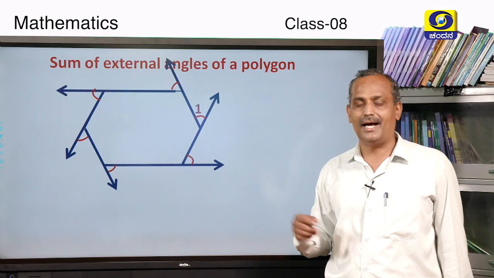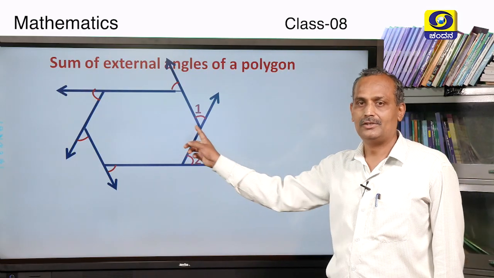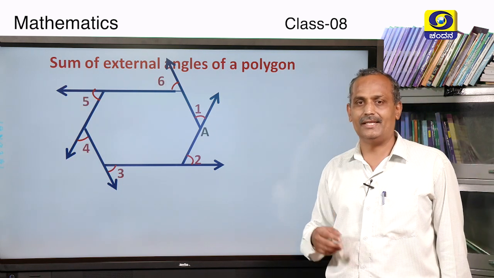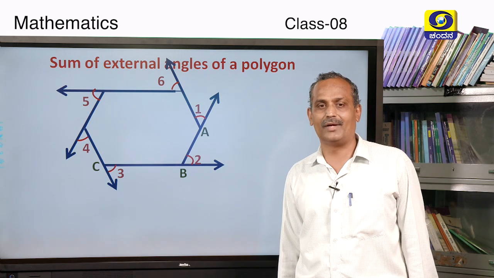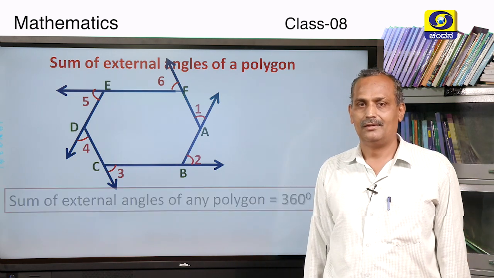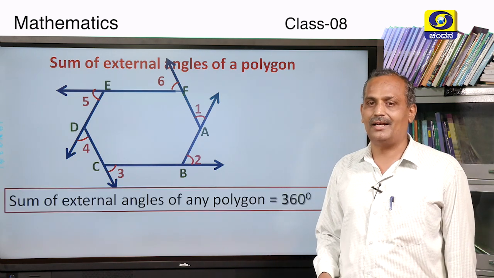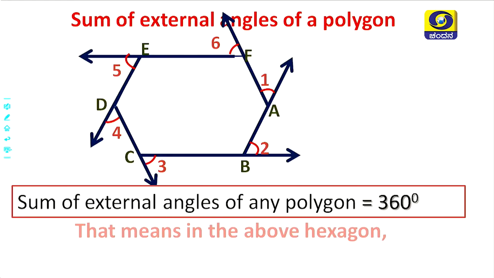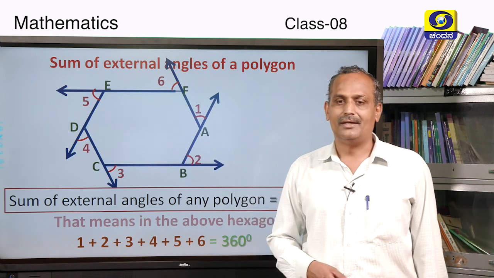Now, let us identify the angles here. Angle 1, let us measure those angles by using these numbers. Let us name the vertices also. The sum of external angles of any polygon is 360 degrees because we know that the sum of all the angles, angle 1, 2, 3, 4, 5 and 6, yields a sum equal to 360 degrees. So, let us somehow recall this concept.